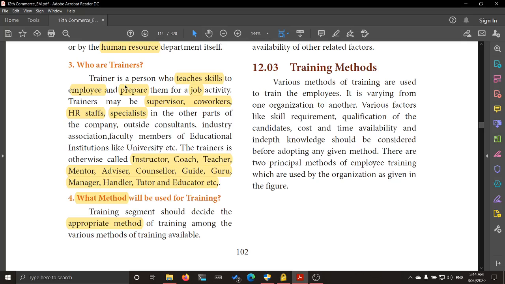They are called by different names. Trainers can be from different levels also. They can be from the supervisory level, the middle level, or co-workers, people who work alongside, or HR staff, or they can be specialists. So many departments are there. Specialists from different fields can be from the company or from outside the company, like consultants or industry associations.